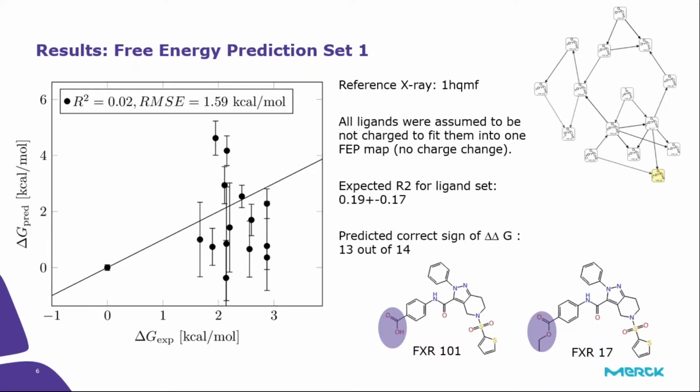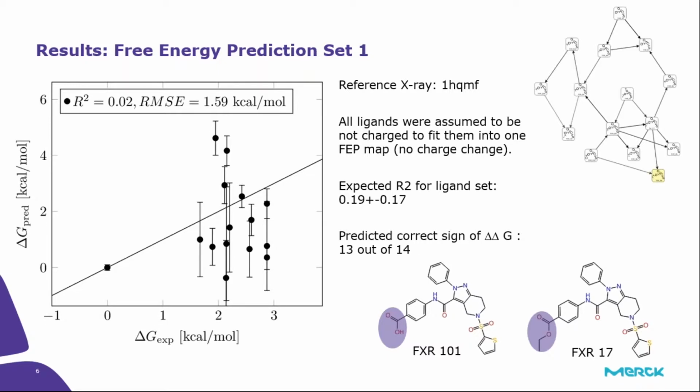So these are the results for set 1. We obtained a reasonable RMSE. I calculated this with our in-house tool, so it's a little bit higher than what was calculated with the tools from the D3R team. However, there was no predictive power in terms of ranking. I have to say, for the setup, I put all the ligands in the same map, and I ensured that there was no charge change, so I artificially added a proton on the carboxyl group of compound 101.